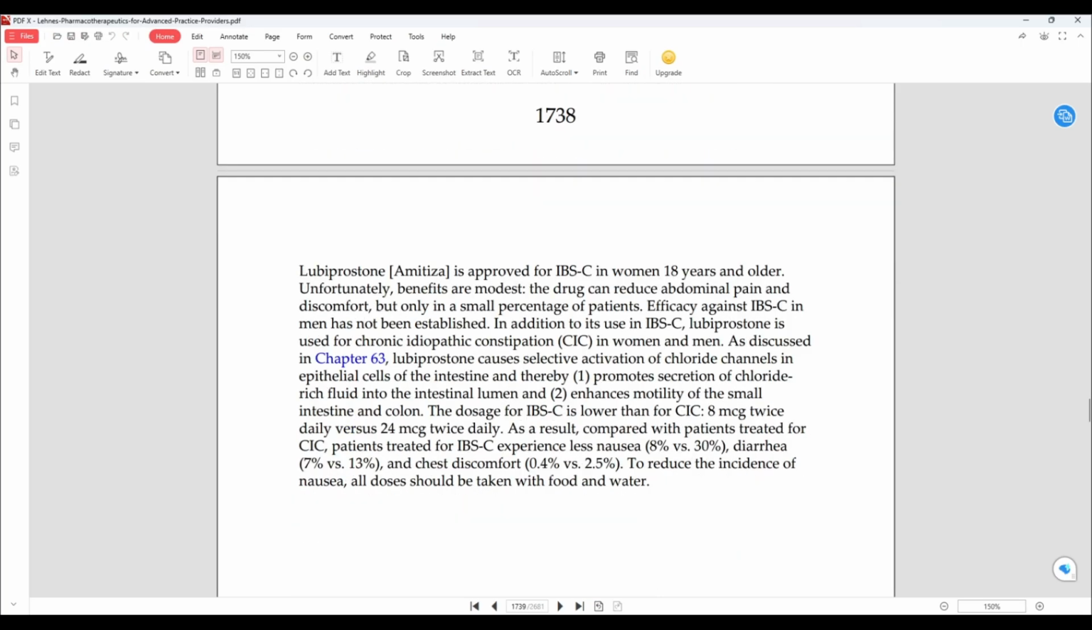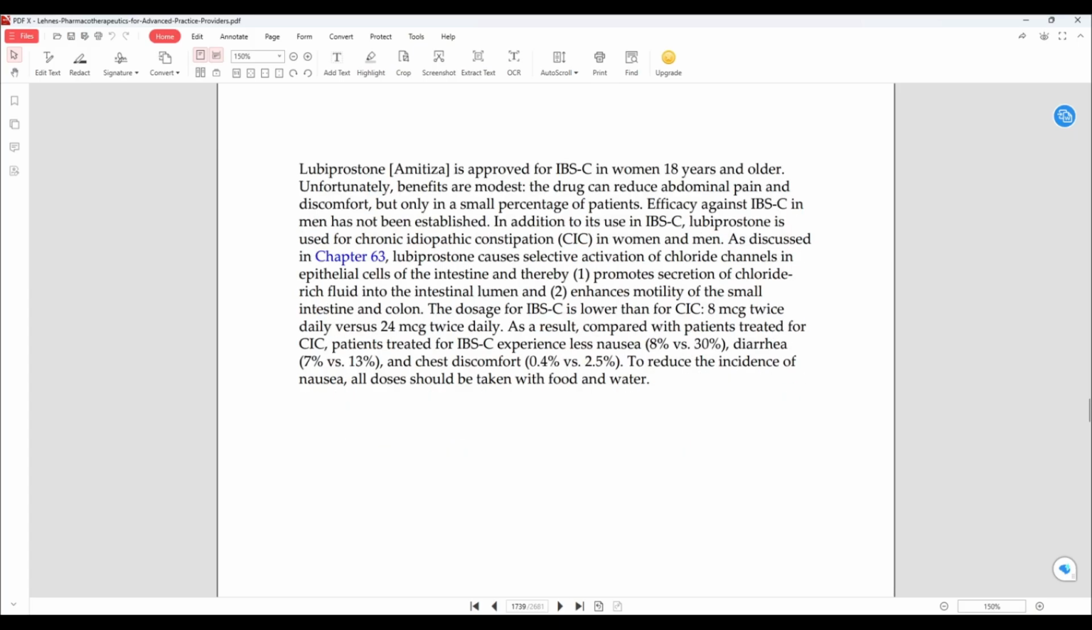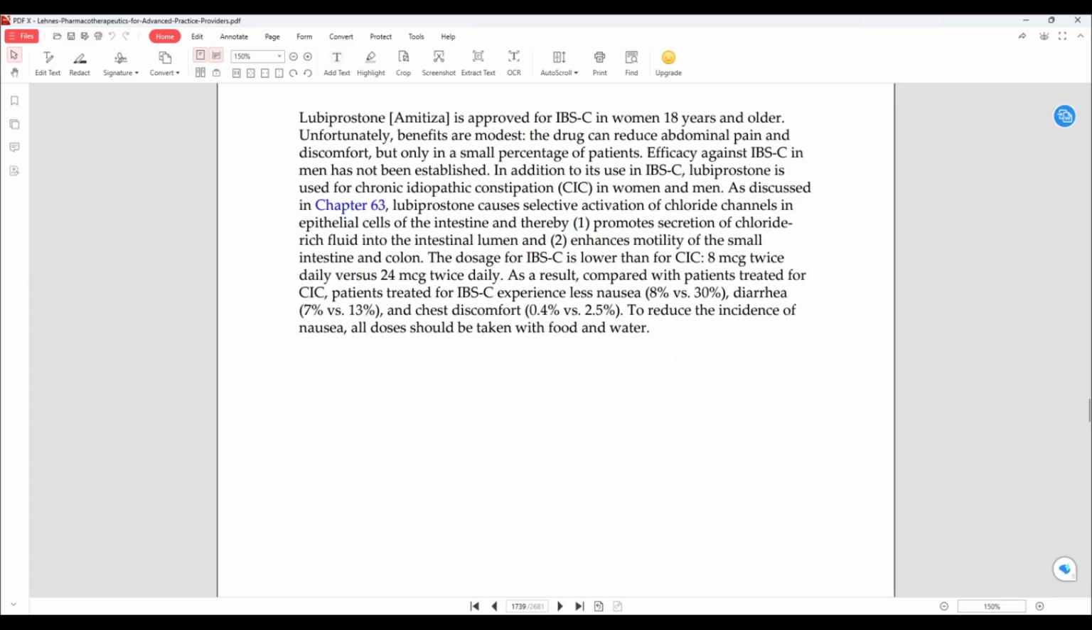That brings us to the next medicine, lubiprostone, or Amitiza. Amitiza is approved for IBS-C in women 18 and older. Unfortunately, benefits are modest. The drug can reduce abdominal pain and discomfort, but only in small percentages of patients. The efficacy against IBS in men has not been established. In addition to its use in IBS-C, Amitiza is used for chronic idiopathic constipation in women and men.